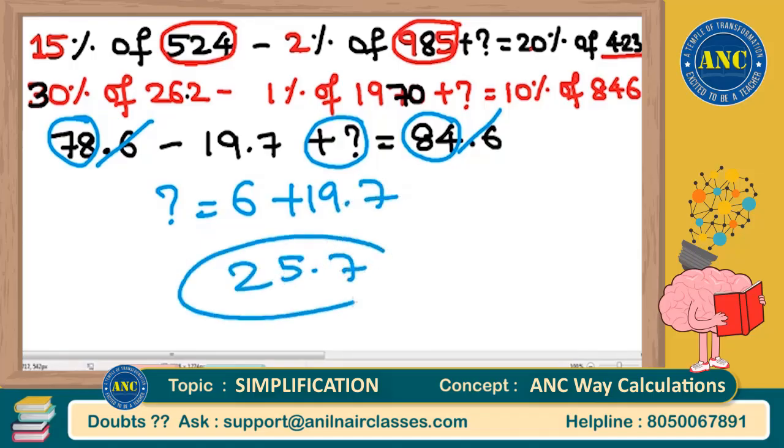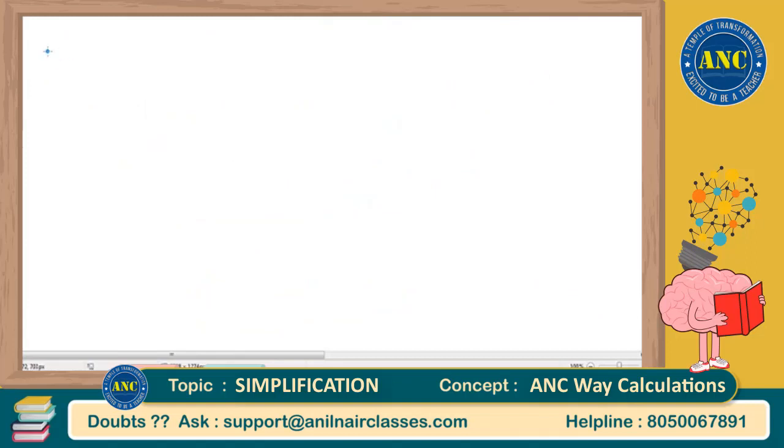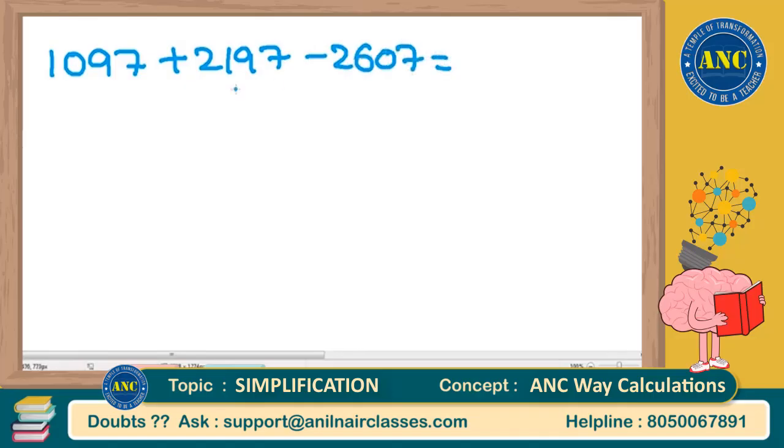The answer is 25.7. Now, Samir, in my previous question, I will write it for both Samir and Reena, let both of them understand. I wrote it as 1097 plus 2197 minus 2607. This is the whole number part. The decimal number part is 0.63 plus 0.36 minus 0.24. Now see here, both Samir and Reena, I will clarify both of your doubts within this problem itself.